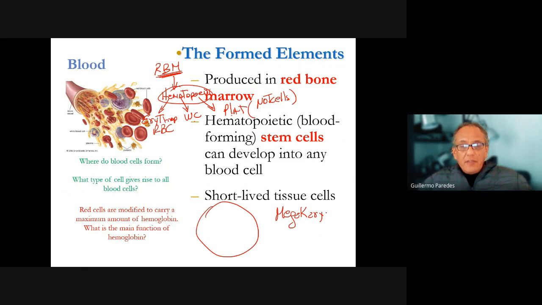Megakaryocyte. That is reviewed, so it's not new. This megakaryocyte is a cell. These cells are going to be cut in pieces. Each piece is going to be a platelet. So that's why platelets are not a cell. They are part of a cell.